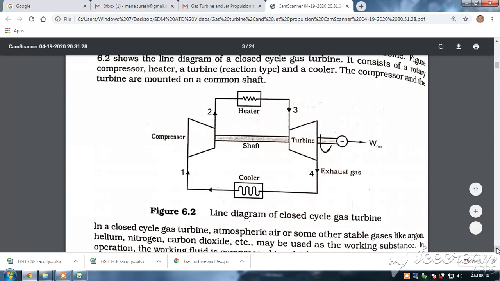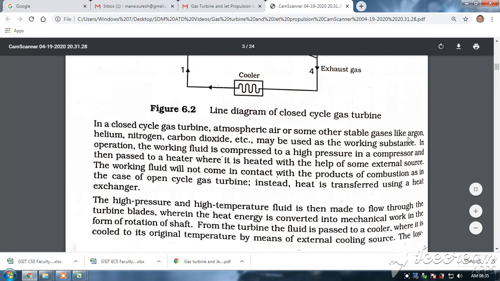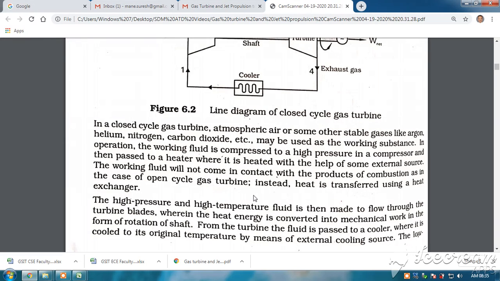In a closed cycle gas turbine, atmospheric air or some other suitable gases such as argon, helium, nitrogen, carbon dioxide, etc. may be used as a working substance. In operation, the working fluid is compressed to a high pressure in a compressor and then passed to a heater where it is heated with the help of some external source. The working fluid will not come in contact with the products of combustion as in the case of open cycle gas turbine. Instead, heat is transferred using a heat exchanger. Here the combustion doesn't take place, only the heat is transferred using a heat exchanger.